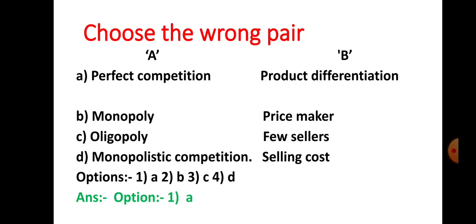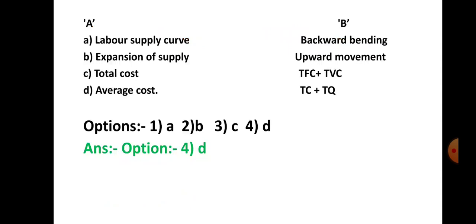So in this objective type question, no need to mention the format of the question, directly mention the answer. Now let us see the next example. They have given here four pairs. First pair, labor supply curve, backward bending; expansion of supply, upward movement; total cost, TFC plus TVC; average cost, TC plus TQ. And four options are given: 1A, 2B, 3C, 4D. You have to choose any one option, that is your answer here.